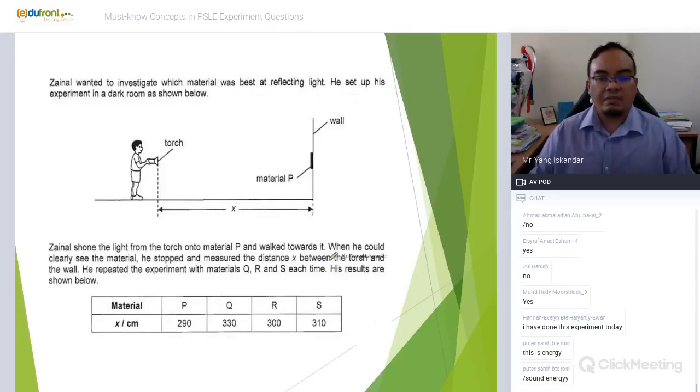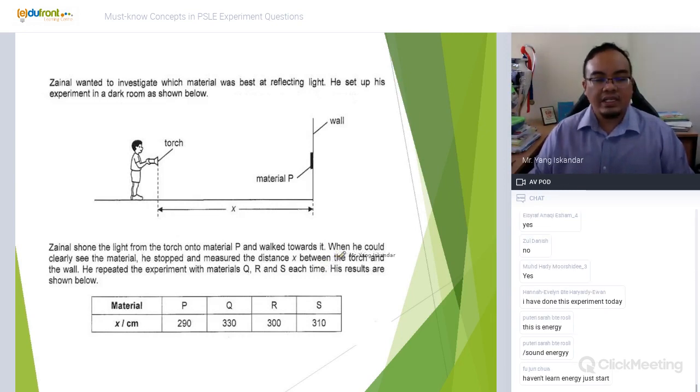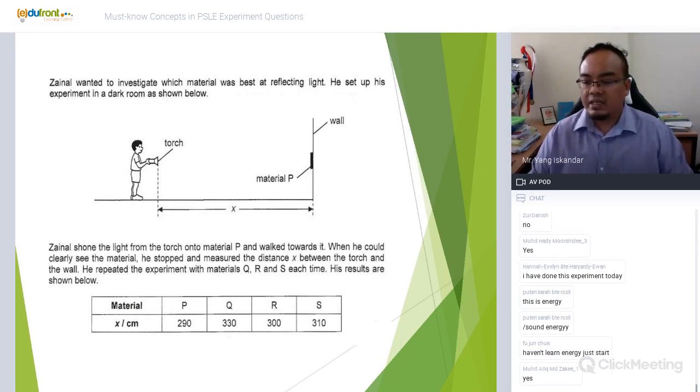This is another example of a past PSLE question on an experiment on the topic of light. The topic of light, you all have learned in primary 4, about light energy, about reflection. So you can see here an experiment, and then this is the result of the experiment.